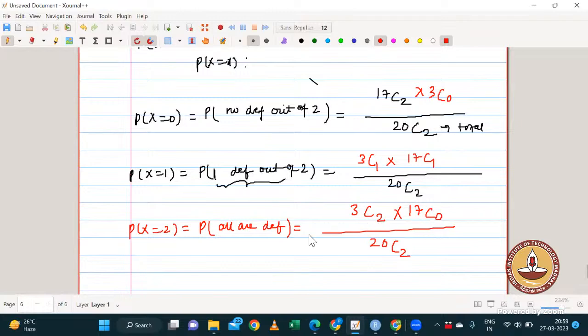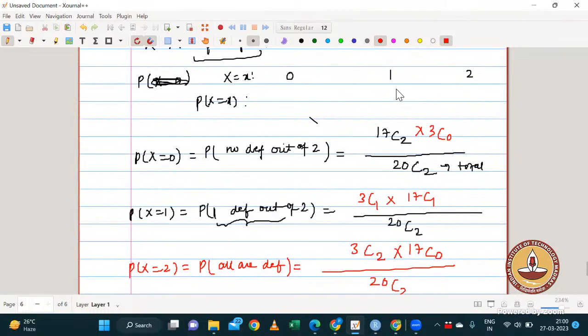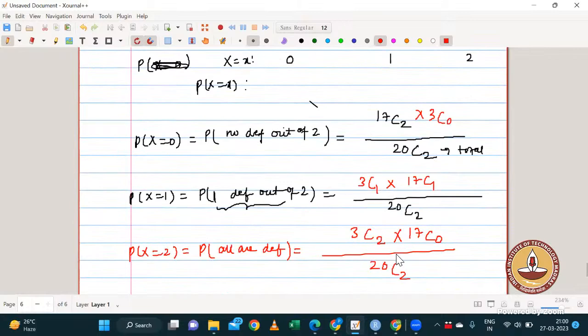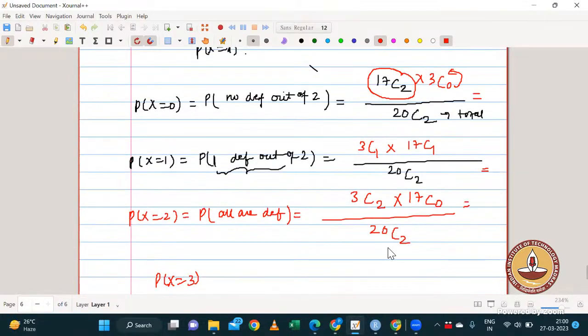Suppose I said the probability X equal to 3. I mean, suppose we are purchasing 3 computers, then we have to consider this case also. So just try to get the funda. That means we are choosing the 2 non-defective and 0 defective. Correct? That's all. Idea is clear. Just compute this value, you will get the correct option. Idea is clear, sir. Thank you. Okay, great.